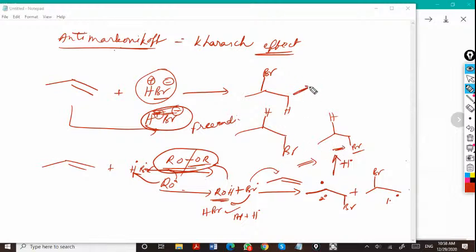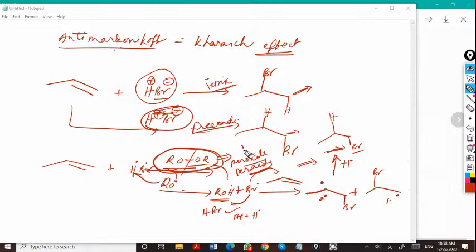So this is the Markovnikov product, which is the ionic mechanism, and when it is the free radical mechanism, the anti-Markovnikov product will be formed. For the formation of the anti-Markovnikov product, there must be a free radical initiator, either peroxide, or peracids can also make this change. So peroxide or peracids must be there.